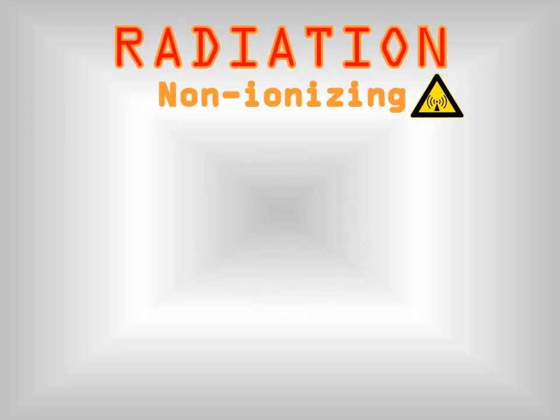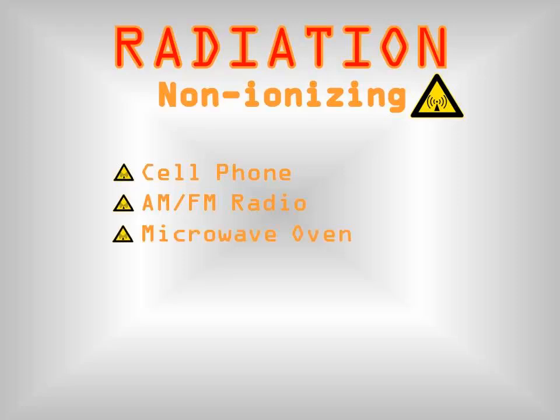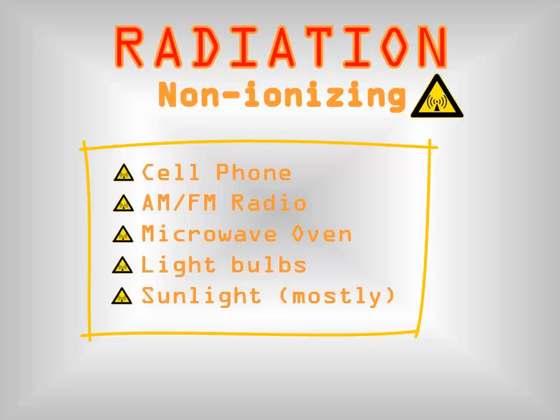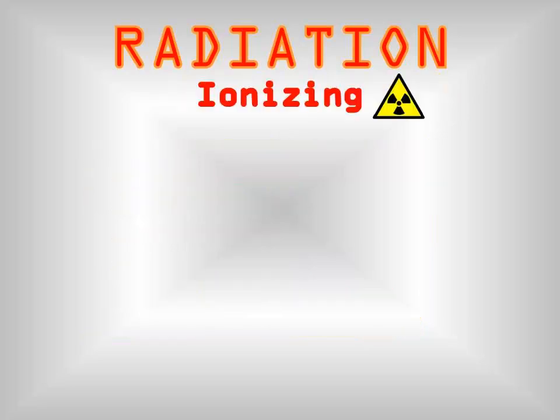Some examples of sources of non-ionizing radiation are cell phones, AM and FM radios, microwave ovens, light bulbs, and sunlight. Sunlight for the most part consists of non-ionizing radiation. Gases in the atmosphere, like the ozone layer, are more likely to absorb ionizing radiation than non-ionizing radiation. Notice that the sources of non-ionizing radiation can be fairly common in our everyday lives.